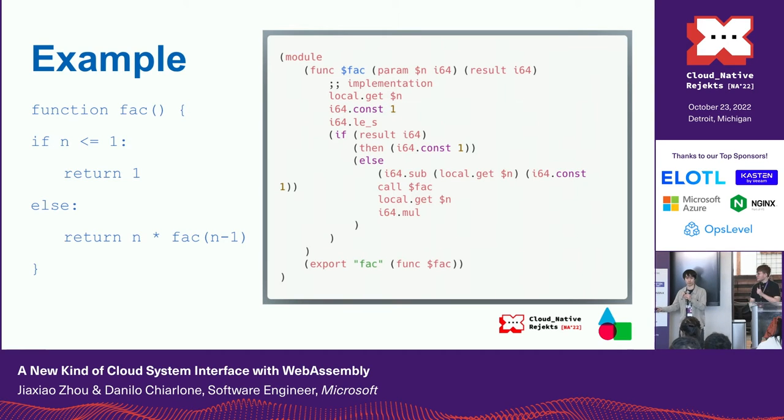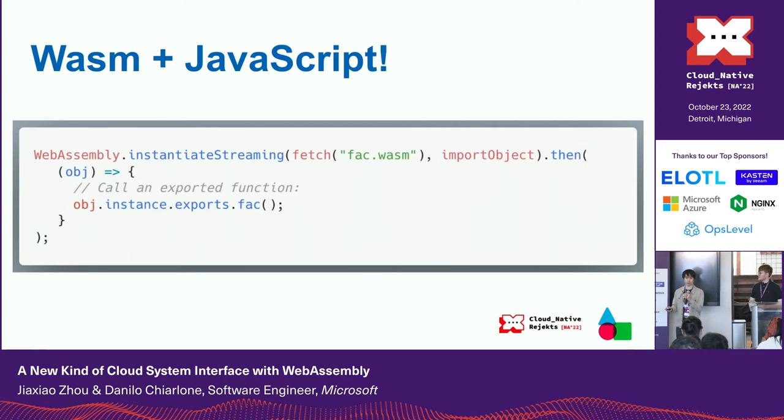That function has a signature of parameters and return values. And WebAssembly is actually typed. So when you compile WebAssembly, the verifier will do some type checking to make sure it makes sense. And at the end of the module, we export this factorial function to a given name. So now you can use the JavaScript API to instantiate and stream this WebAssembly module, get the object, and then get the exports of that instance of the module, and invoke the factorial function. And that's how you run WASM in JavaScript.